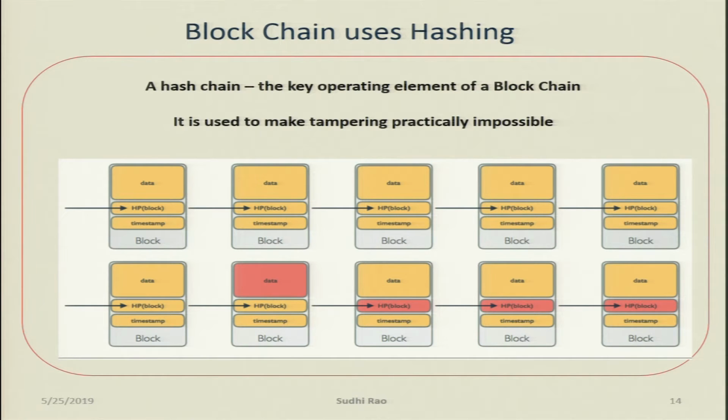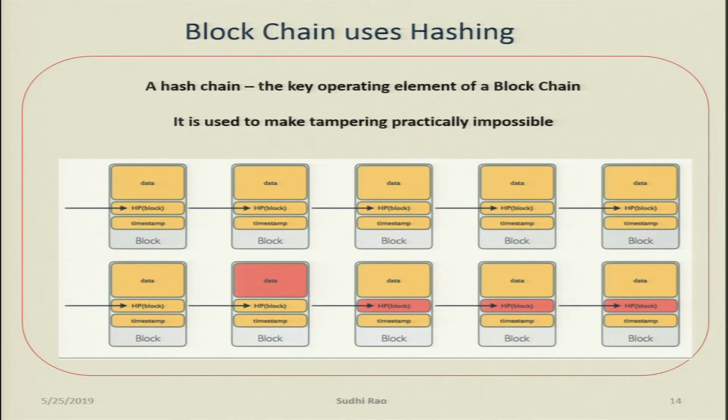And as we have seen in the first lecture, if somebody goes back and tries to change a transaction, that will change the hash value here. One of the desired qualities of a hash is that if there is a small change in the original data, the final result should look completely different.